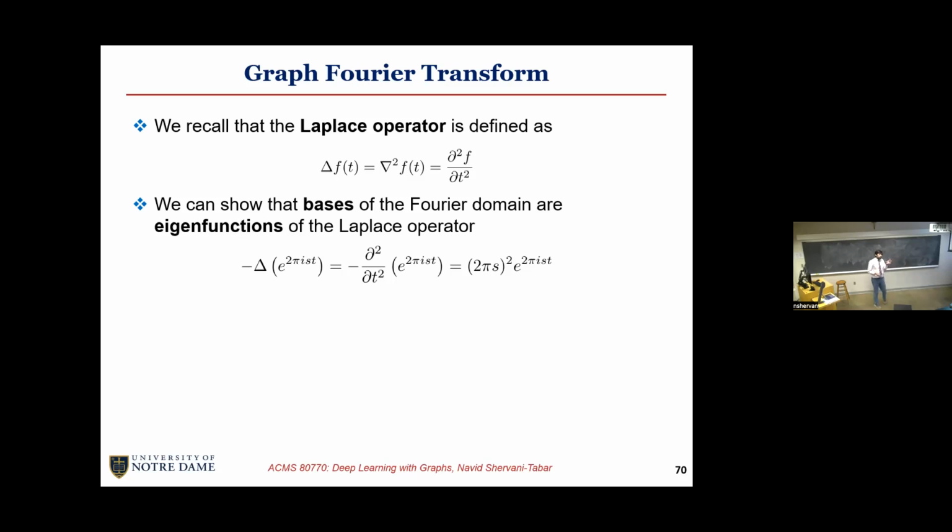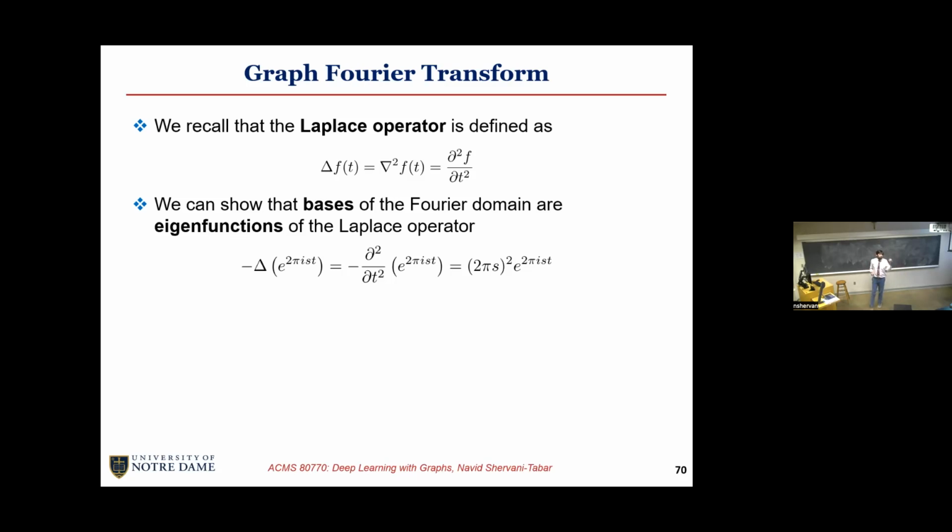So now the idea is clear. We have a Laplace operator, we find its eigen decomposition, and we select eigenfunctions or eigenvectors of this operator as the basis for our Fourier domain.